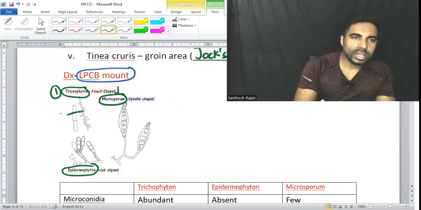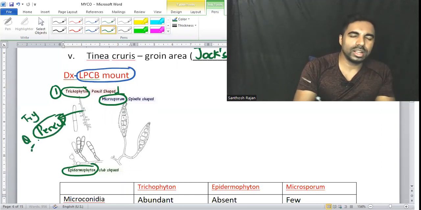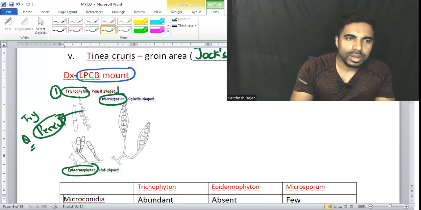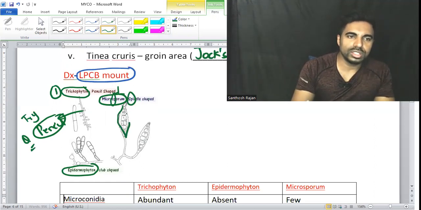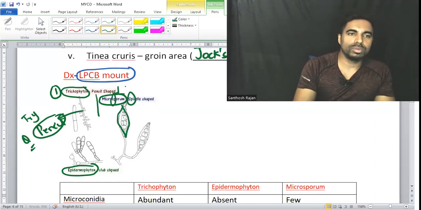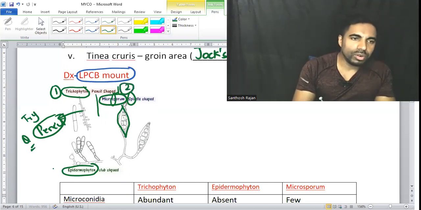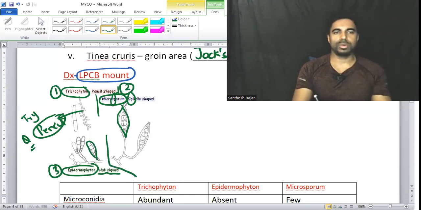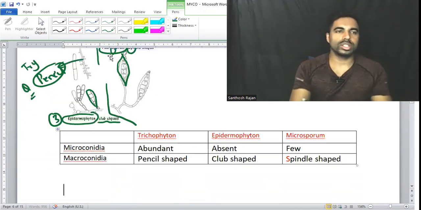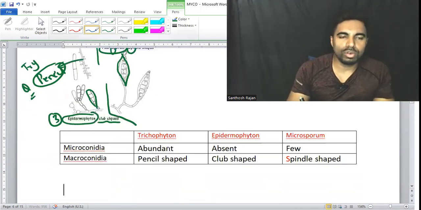Trichophyton, you see the microconidia looks like a pencil. Remember it like this: tri-pencil. Microsporum is spindle shaped. Microsporum, M-S for spindle, this is spindle shaped. So this is the question, number two, Microsporum is spindle shaped. And Epidermophyton looks club shaped. It looks like a club. Okay, now see the thing. This is the question they'll ask. Based on this, they'll ask which of the following has a pencil shape. Pen is to tri-pen.